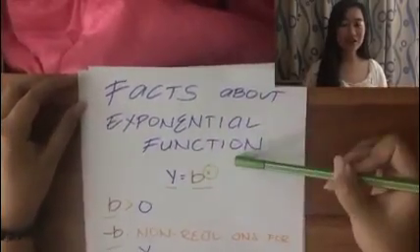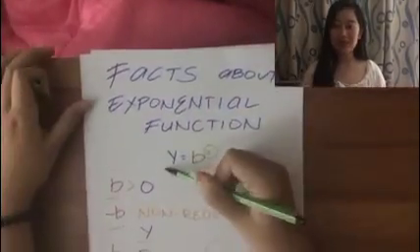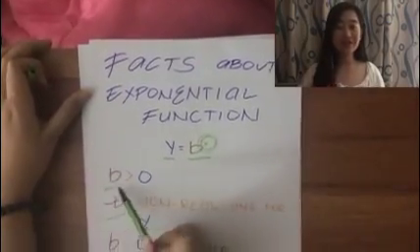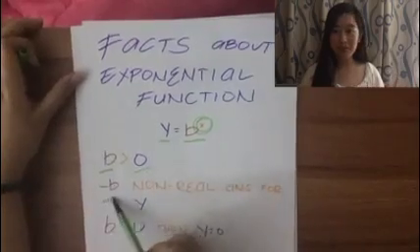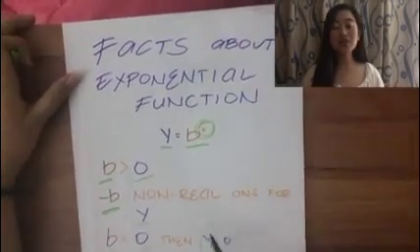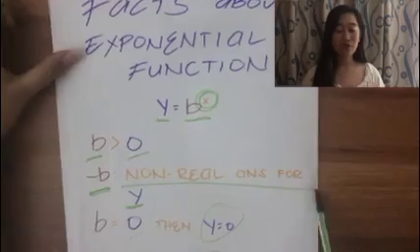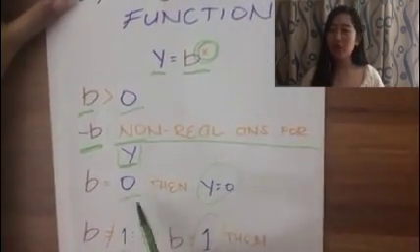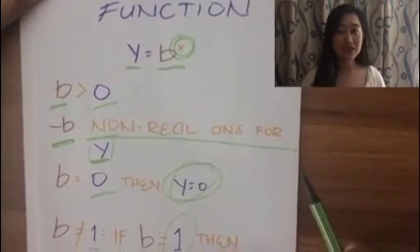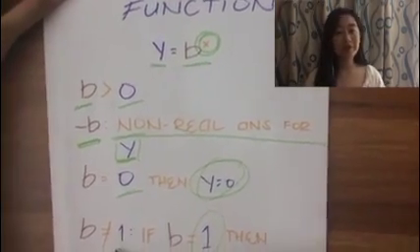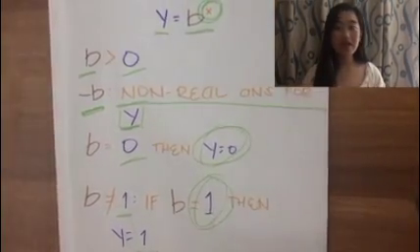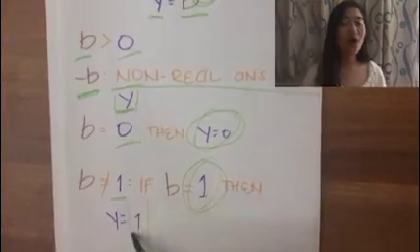So first, let's talk about facts about the exponential function, where y is equal to b raised to the exponent of x, where b is greater than 0. The base should never be negative because it will result in a non-real answer for y. If b is equal to 0, then the answer for y will always be 0. And b should never be equal to 1, because if b is equal to 1, then the answer for y is always 1.